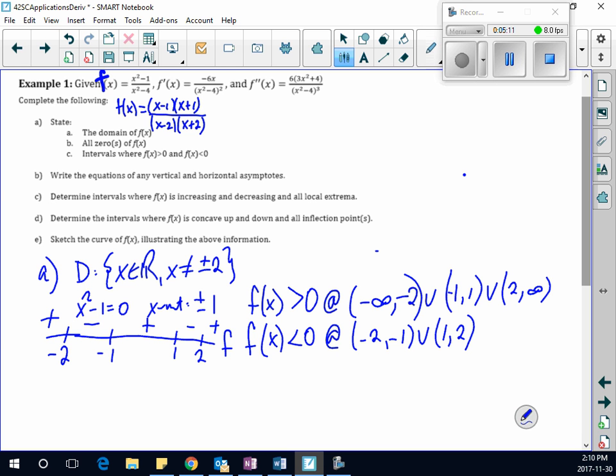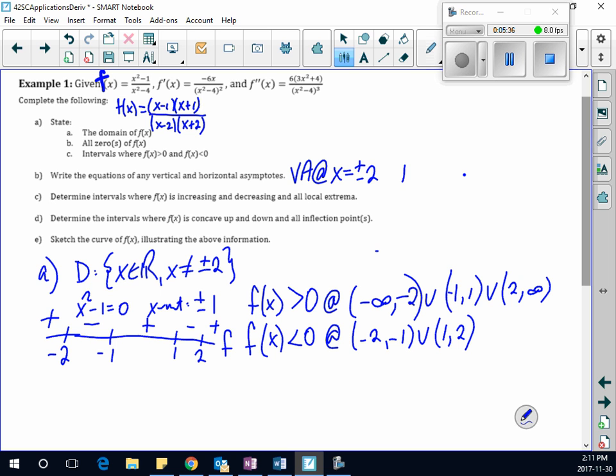Oh, never mind. I could have made a mistake, but it looks like it's positive, negative, positive, negative, positive. Okay. So, write equations of the vertical asymptotes. I'm going to do it up here. What are the vertical asymptotes? x equals plus or minus 2. Again, this is all grade 12 math.